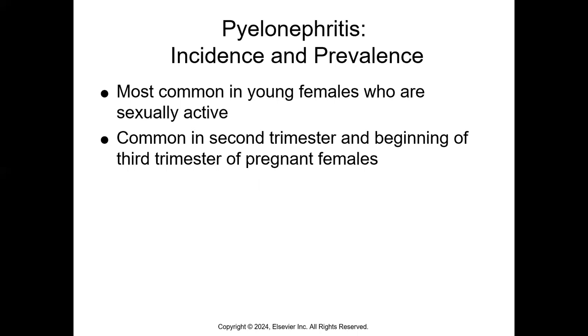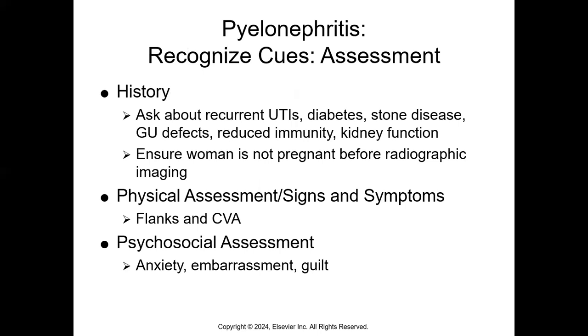Pyelonephritis is most common in young women that are sexually active, and it's also common within pregnancy and is a common cause of premature labor. One of the big things to recognize within older adults is that when they have a urinary tract infection or pyelonephritis, confusion will often be one of the first symptoms. They stop having the ability to feel the burning sensation that's characteristic of a urinary tract infection.